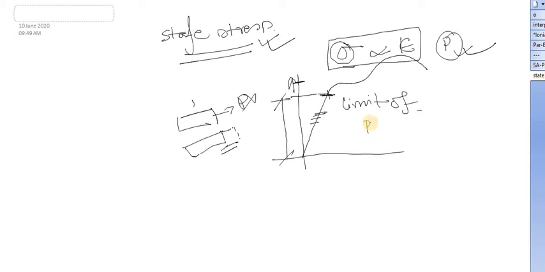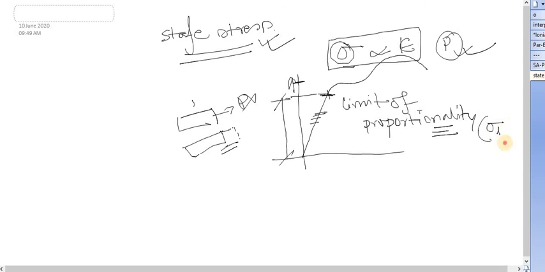Limit of proportionality. Okay, this is very much important, or we can say this is sigma L or sigma P. Let's say sigma P. Okay, so limit of proportionality. In real life, it is very difficult to find this limit of proportionality.